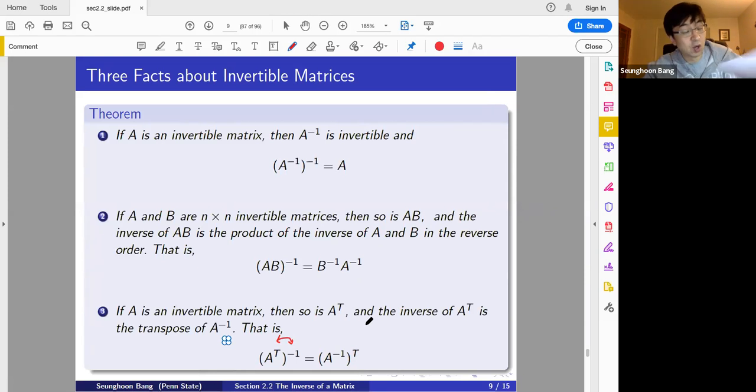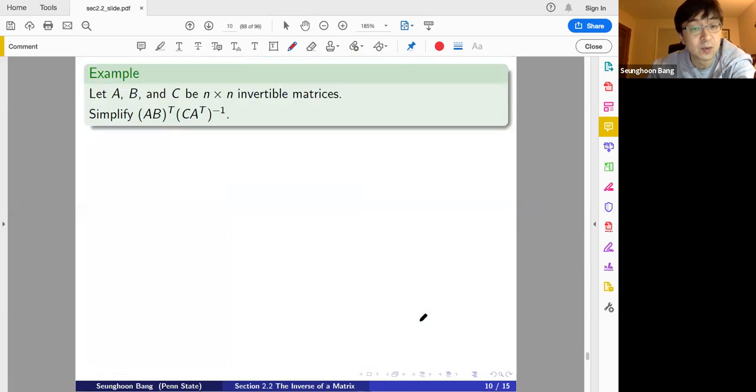So you need to know these three important things. The inverse of inverse A is just A. The inverse of AB is inverse of B times inverse of A. The inverse of the transpose is the transpose of the inverse. So we have these three results. And I'll give one more example.